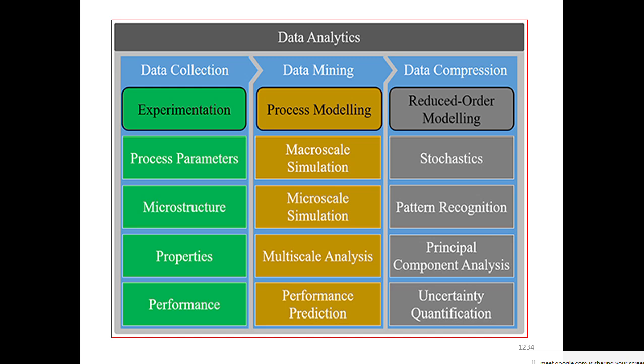Then data analytics, usually we divide into three parts: data collection, experimentation, process parameters, microstructure, properties, performance. Whereas in data mining we perform process modeling and macro scale simulation, micro scale simulation, multi-scale analysis, performance prediction. Then data compression is reduced order modeling, stochastics, pattern recognition, principal component analysis, uncertainty quantification.